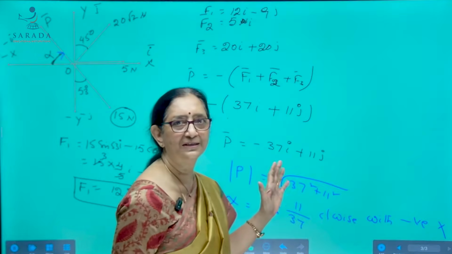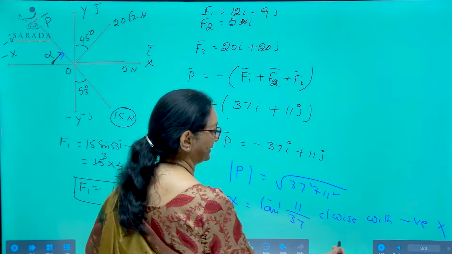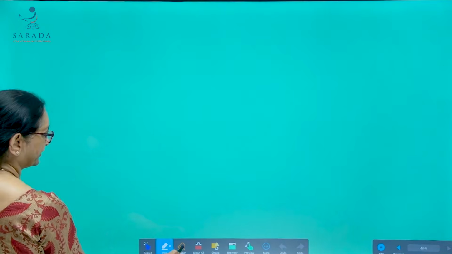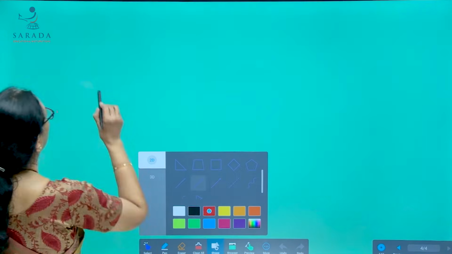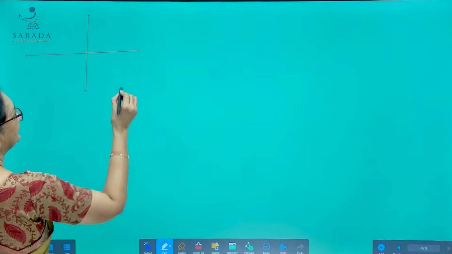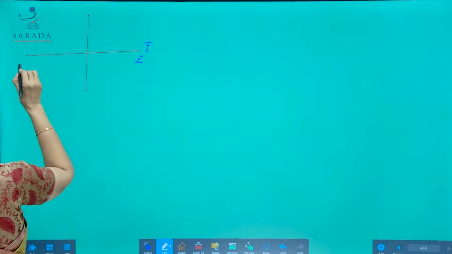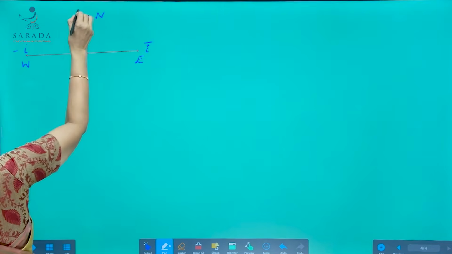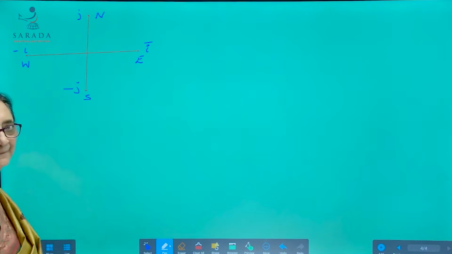So based on this concept, starting from MCET, even in JEE Advanced, there are problems like that. Now let us see. Here reference directions, east, north, all those things we are going to learn now. See here, we take this as east and the vector representing east is I bar. This is west, minus I bar. This is north, j bar. This is south, it is minus j bar.